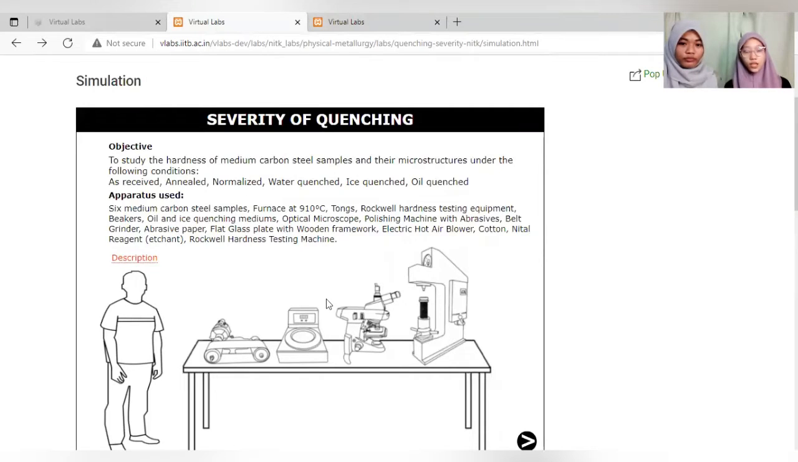So today we will present about task 4, severity of quenching. The objective of this task is to study the hardness of medium carbon steel samples and their microstructure under the following conditions: as received, annealed, normalized, water quench, ice quench, oil quench.